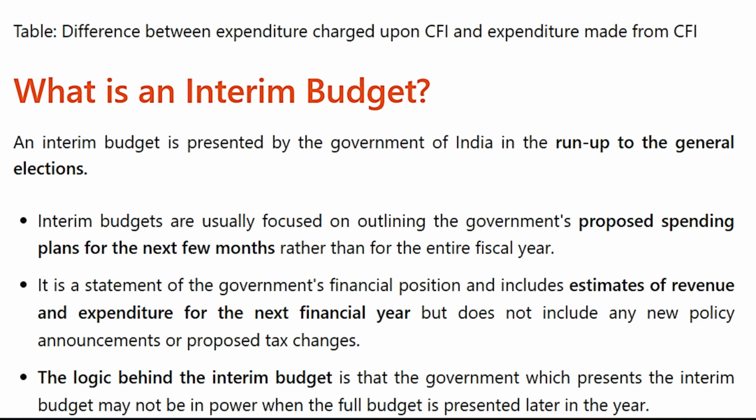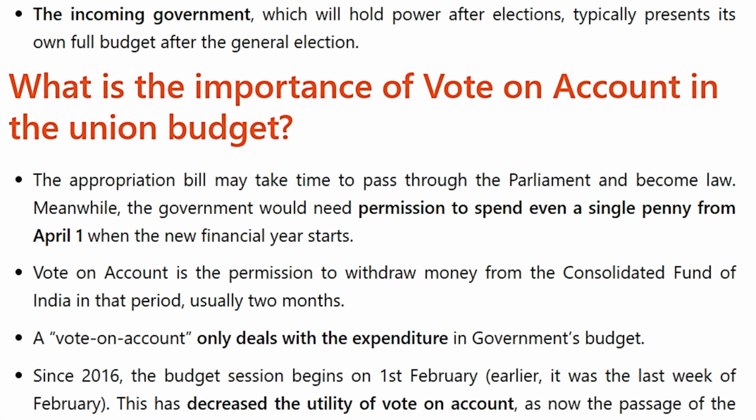The logic behind the interim budget is that the government which presents the interim budget may not be in power when the full budget is presented later in the year. The incoming government, which will hold power after the election, typically presents its own full budget after the general election. What is the importance of vote on account in the Union budget?